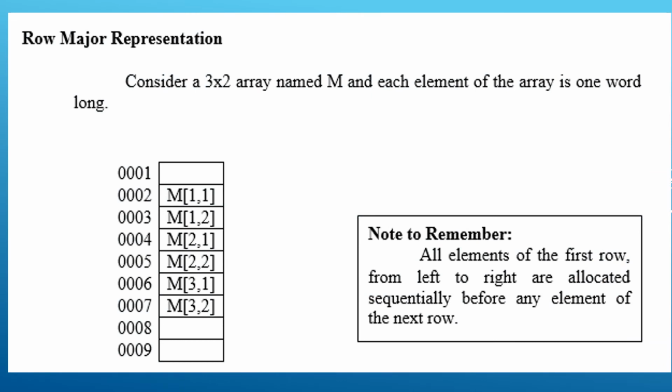Okay? Now, let's have this. Consider a 3 by 2 array named M, and each element of the array is one word long. Remember, whenever we store elements of the array, it is always stored sequentially, sunod-sunod, okay? Now, since the size of each element of the array is one word long, every memory address is one word long. So, every element is stored in a memory address.